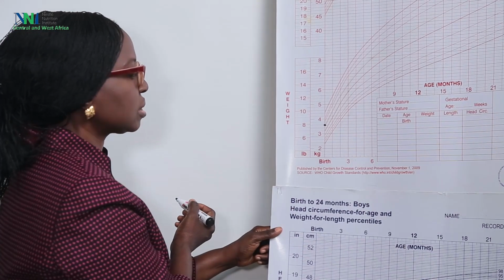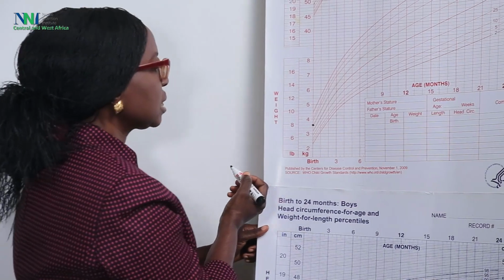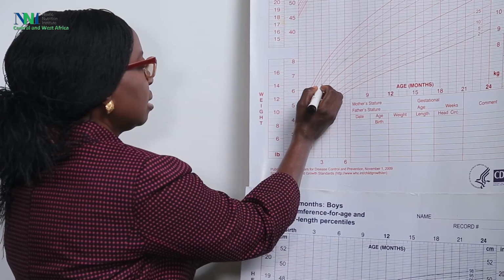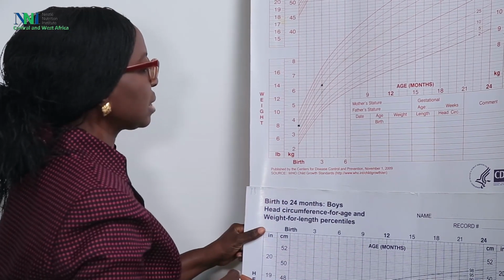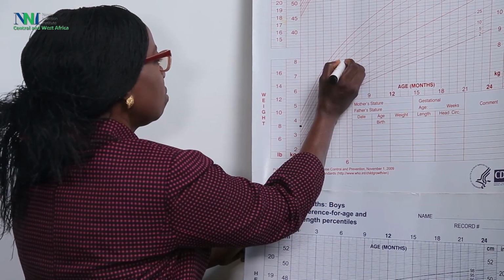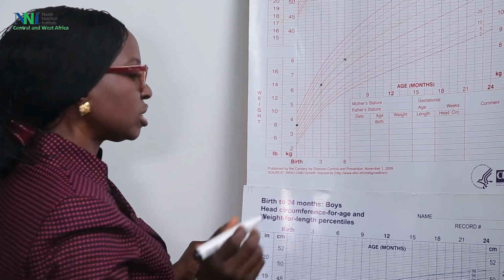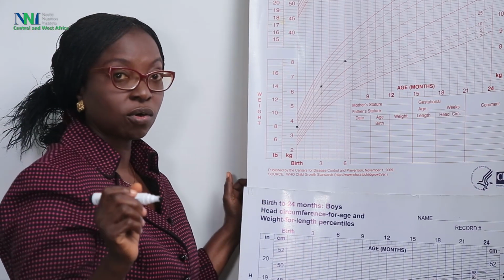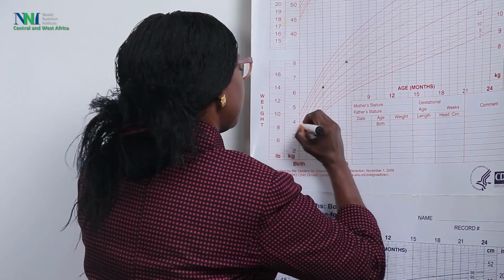If at 3 months, this baby now weighs 6.3 kilograms, then the mark will be here. If at 6 months, the baby now weighs 7.9 kilograms, then another mark will be made here. These 3 points will be joined to find out the weight curve, or the weight for age curve for this child. Then the points will be joined.